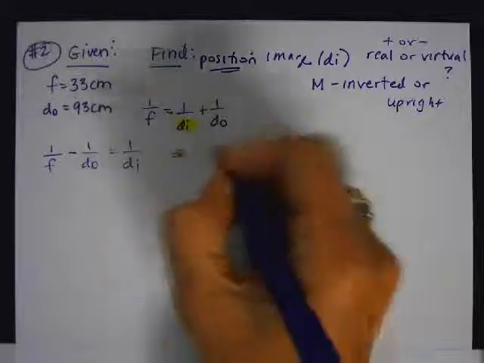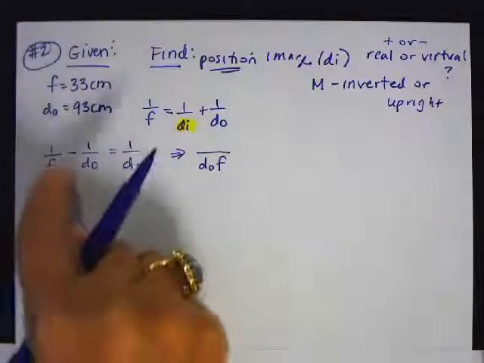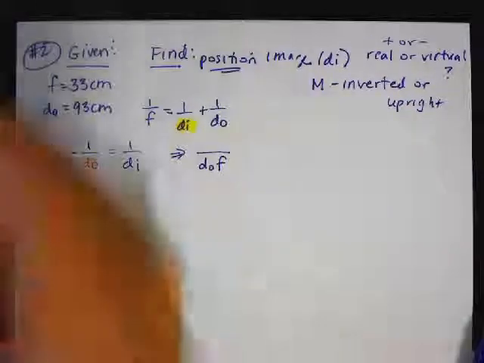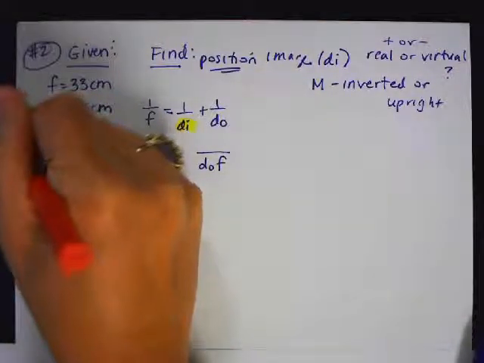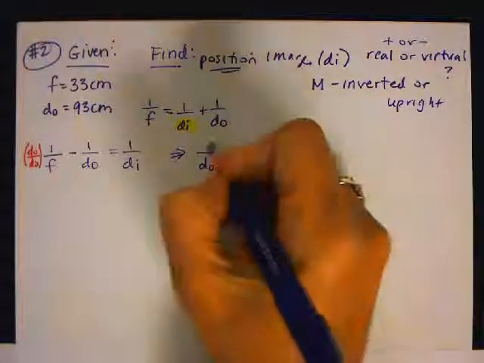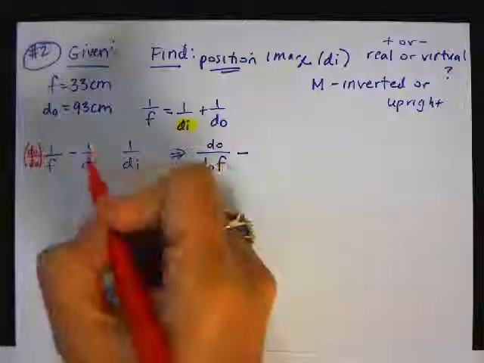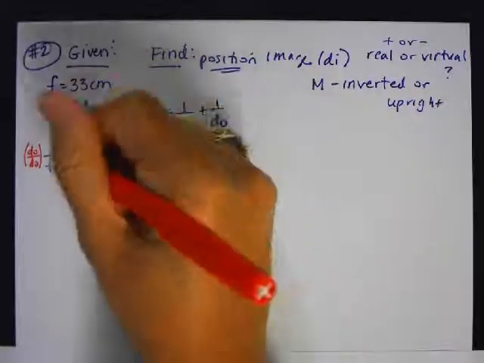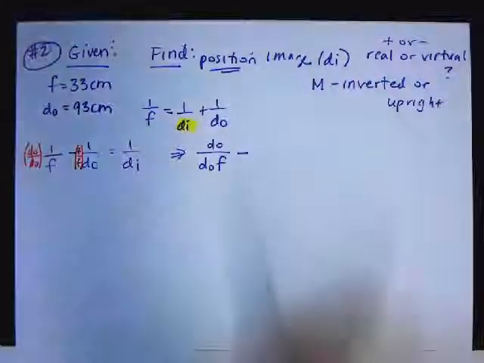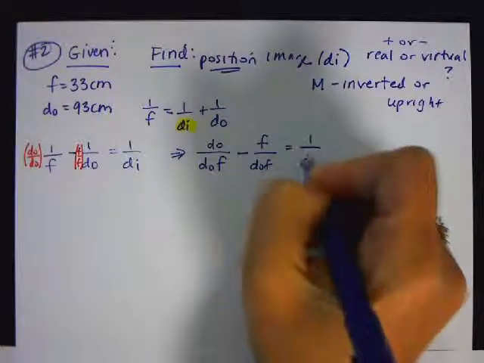So now I'll use a common denominator I'll call DOF, and remember, this is a subscript. In order to get this to be DO times F, I have to multiply top and bottom by DO, because DO over DO is 1. So this becomes DO divided by DOF minus, and to get this to be DO times F, I have to multiply top and bottom by F, because F over F is 1. So this is going to be F over DOF is equal to 1 over DI.